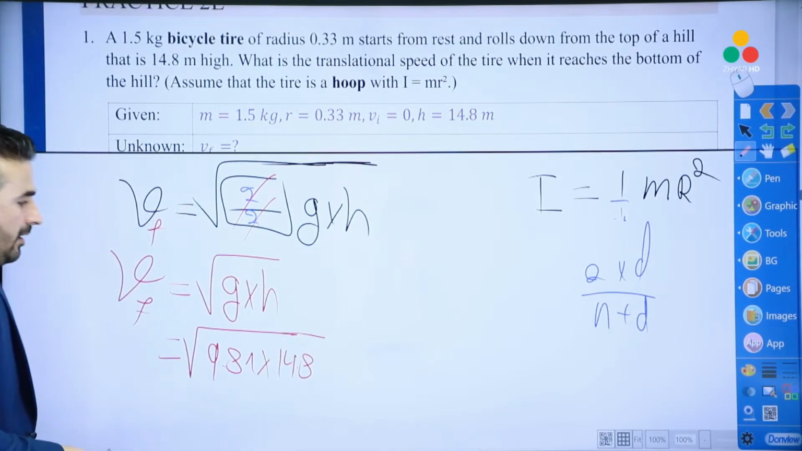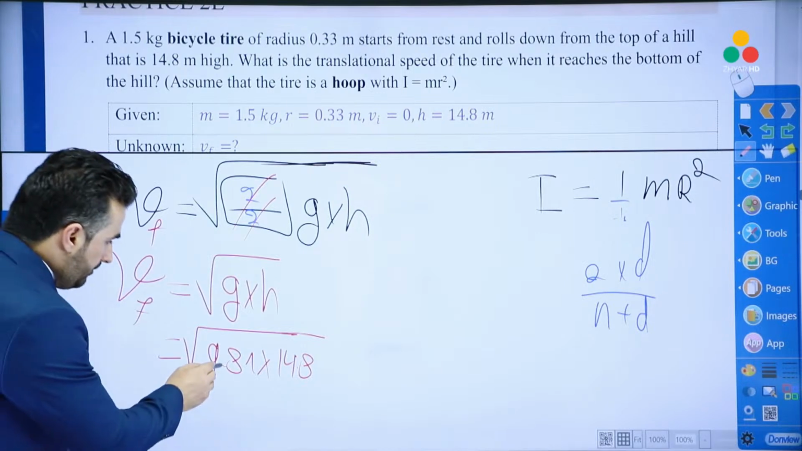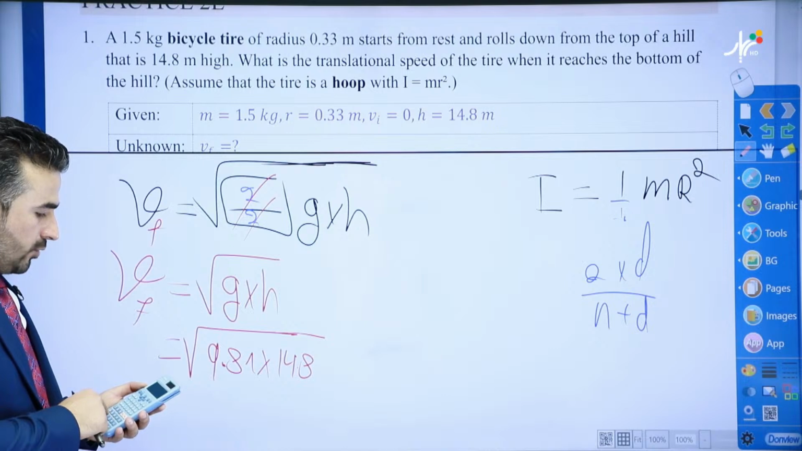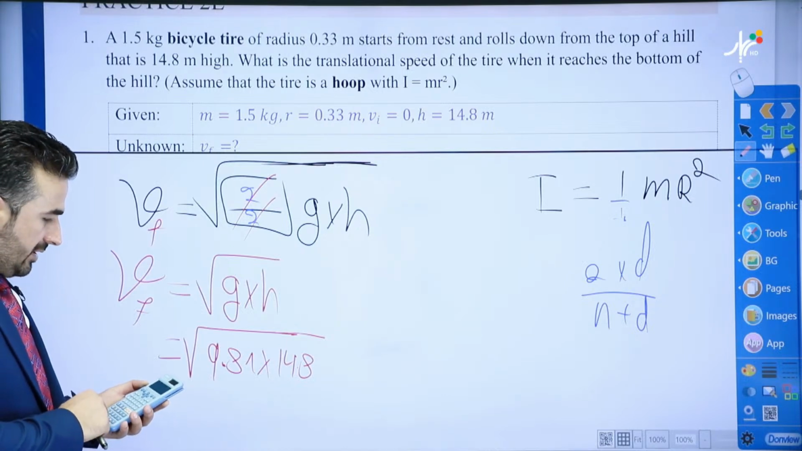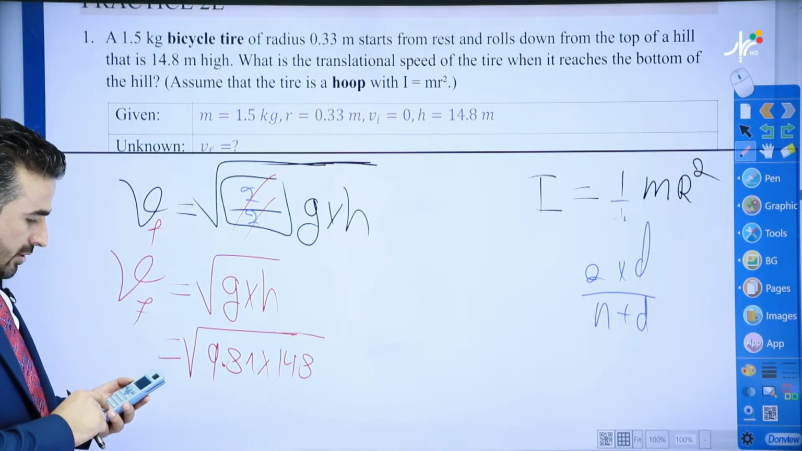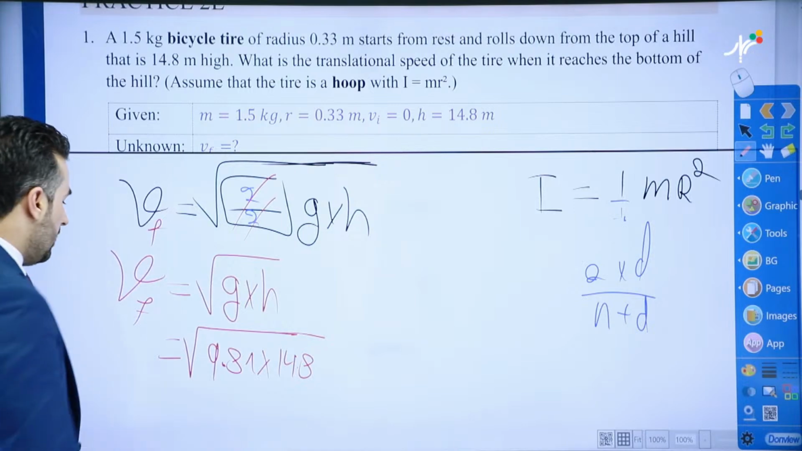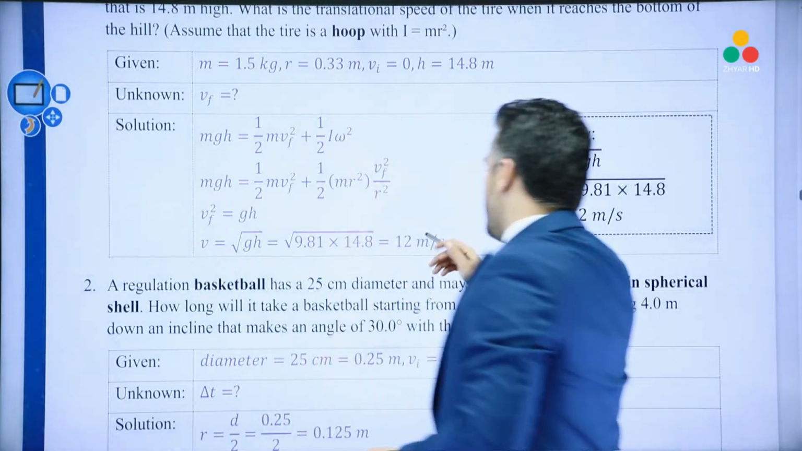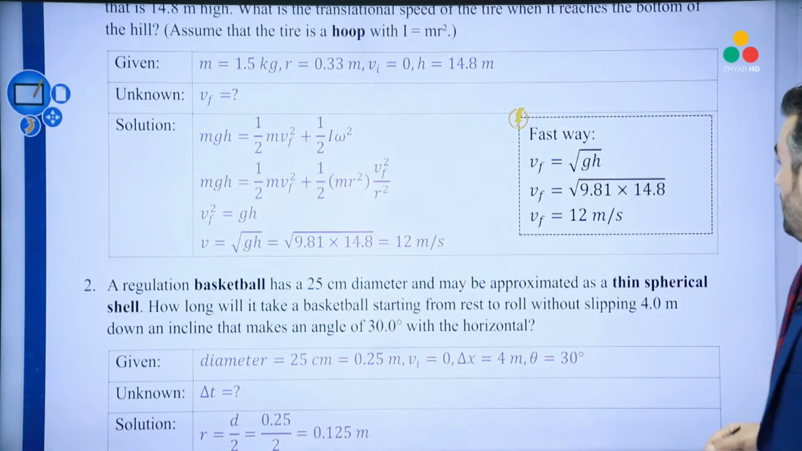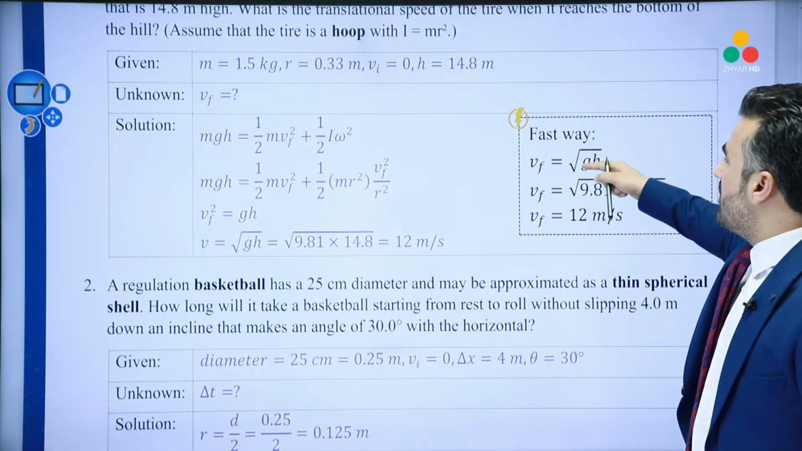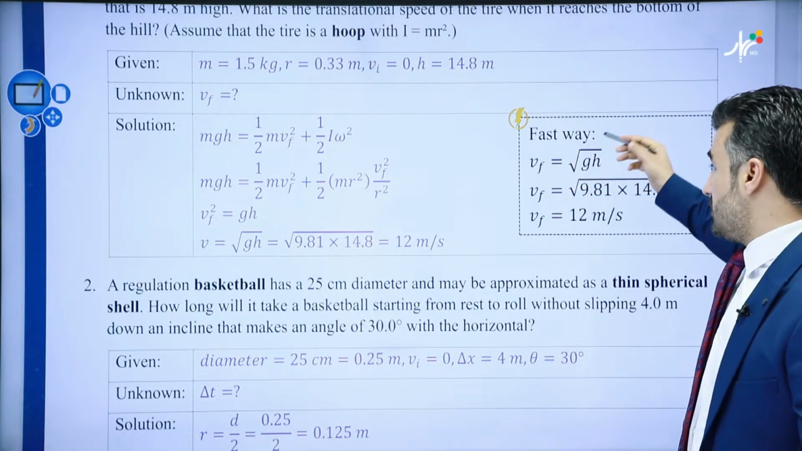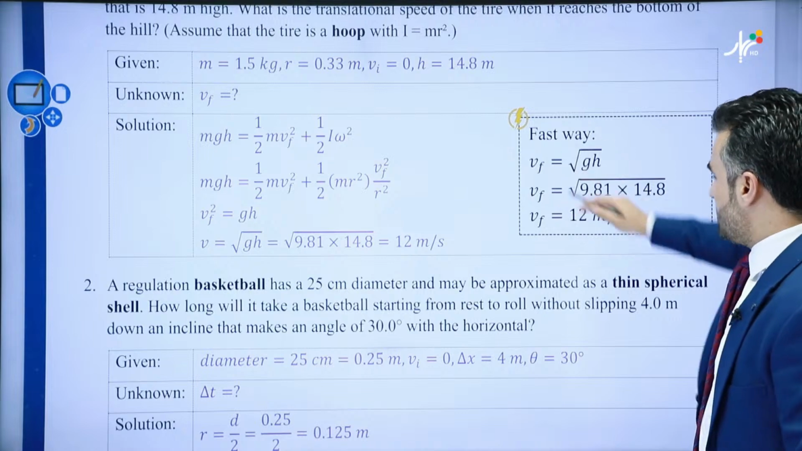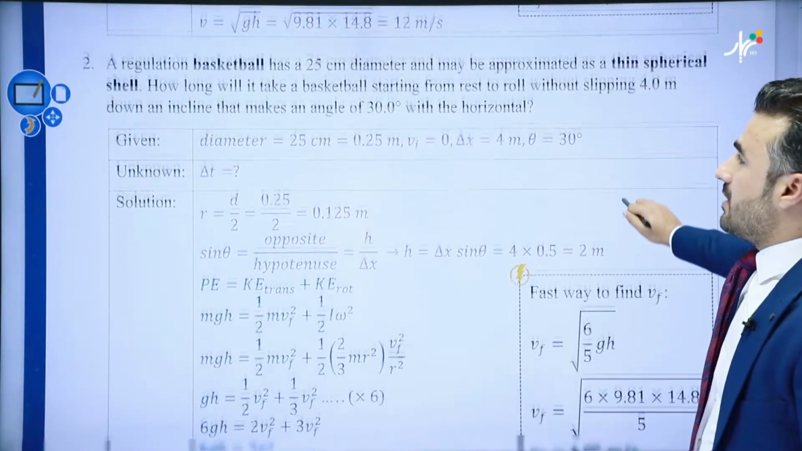All right, now do the math, yeah? So the square root of 9.81 multiplied by 14.8, and of course the answer will be 12.04. Or you could do the fast way. Remember, I did not even write the factors here because you can see that they cancel out, they are just 1. And then all you need to do is just plug in the numbers and you will get the answer.